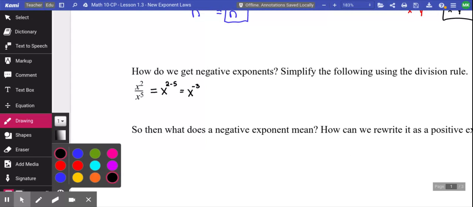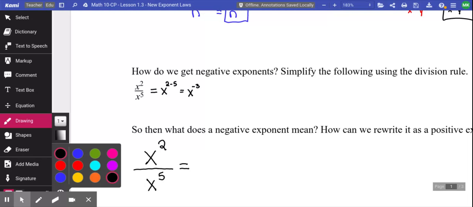So if we redid this question, and we used my method of thinking about what we have. So if we looked at this question, this means that you have 2 x's on the top, and it means you have 5 x's on the bottom. Agreed? That's what this means. This is x times x. This is x times x times x times x, 5 times.